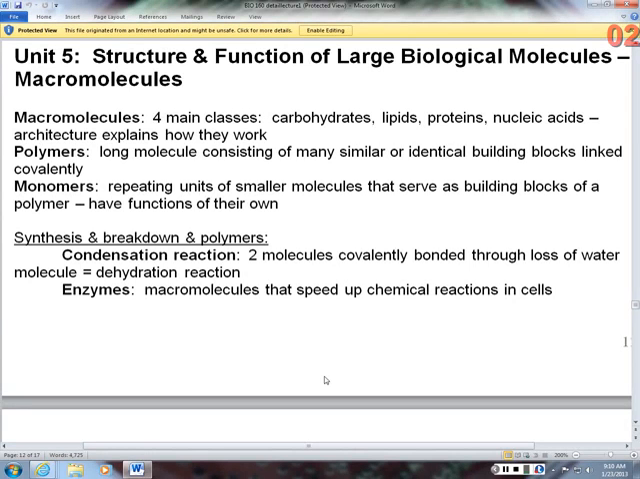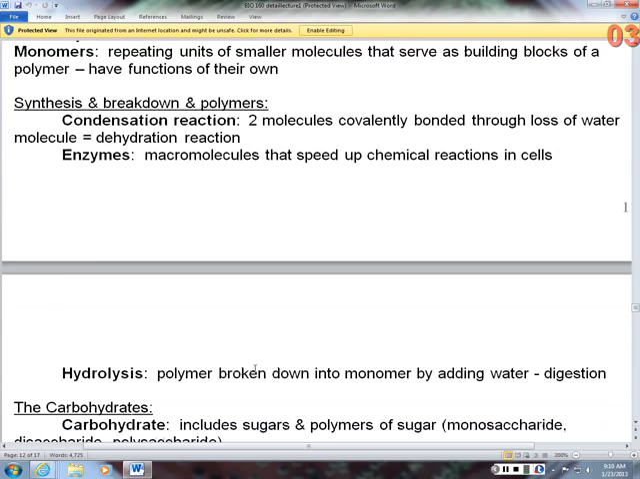So a lot of these are going to be made through what we call a condensation reaction, where you've got 2 molecules that are going to covalently bond together. And when they do, in the process of their bonding, now you've got more atoms sharing electrons. So when you start sharing with somebody else, you have to let something go. And what they let go is a water molecule that will be pulled off. And so it's a dehydration reaction.